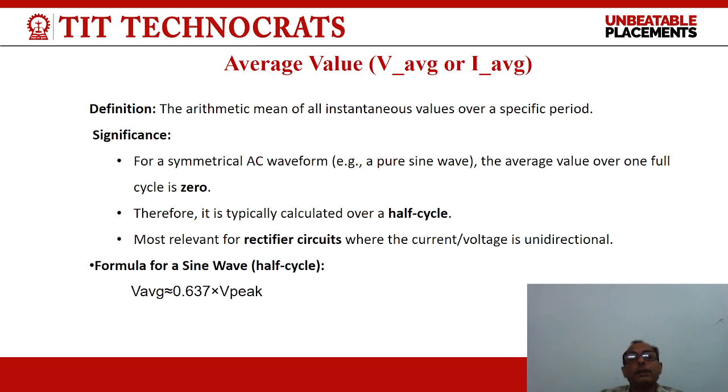Now, number one definition is average value. Average value is defined as the arithmetic mean of all the instantaneous values over a specific period. The significance of average value is for rectifier circuits. If we calculate the average value for a full cycle, it comes out to be 0 as the positive values nullify the negative values. Hence, it is calculated for half cycle. The formula for sine wave of the average value is 0.637 multiplied by peak value.